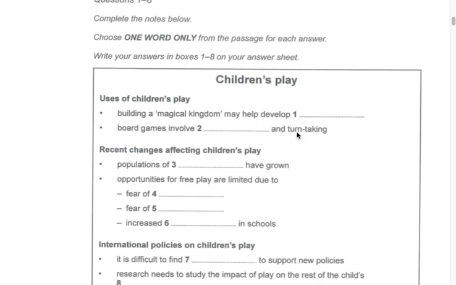Let's move to question number 2. Board games involve blank and turn taking. Remember the words just before and after. It's a small sentence, so in this one all words are important, so you have to scan for all the words. Could be the same, could be synonyms. So we'll go back to the passage and look for the words.